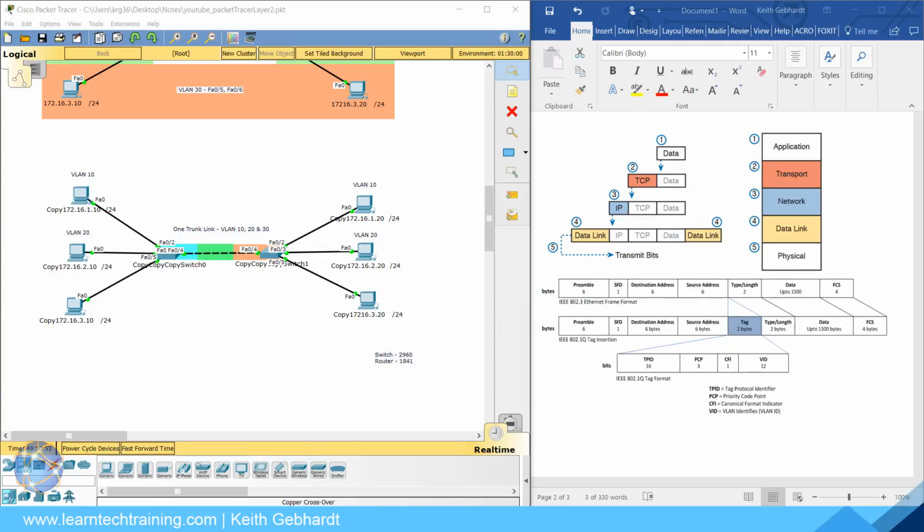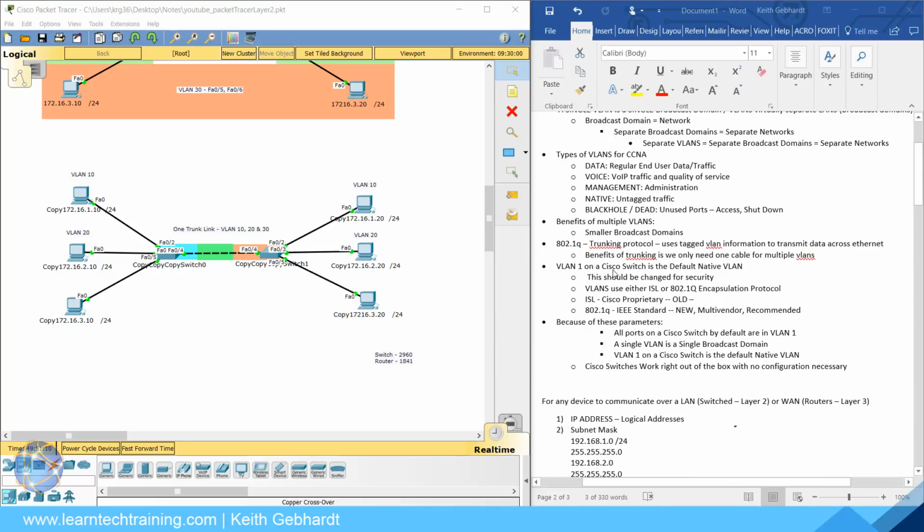Over this trunk link, we introduced that native VLAN. Now, remember, native VLANs are only relevant when we are talking about trunking. We do not need to concern ourselves with native VLANs whatsoever unless we are trunking. Going back up here, on a Cisco switch, by default, VLAN 1 is the default native VLAN. We usually change this, and it is recommended that you change it for security purposes. Again, you never want to leave a device at its defaults.